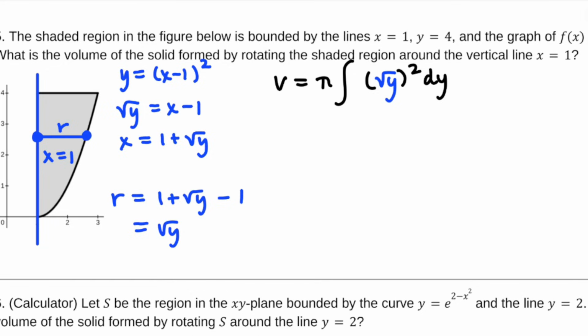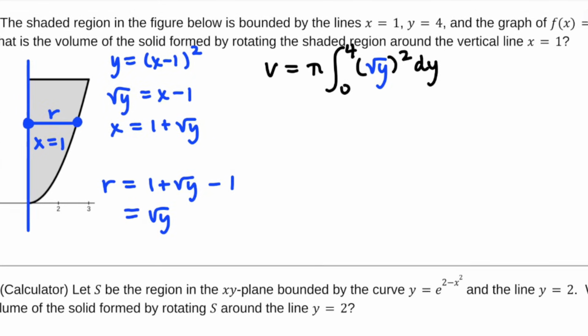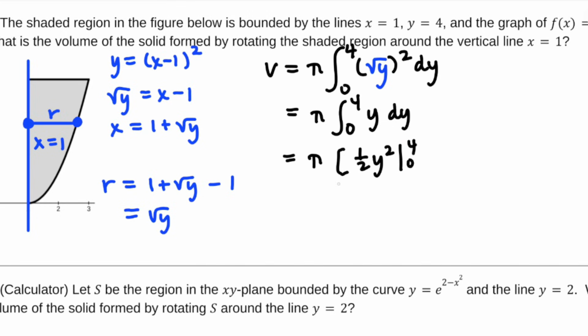And y is starting at 0 and ending at 4. And I see that from the graph. So this one they actually want me to take it all the way through, so I'm going to simplify, anti-differentiate, plug in the bounds and subtract. And that would be 8 pi.